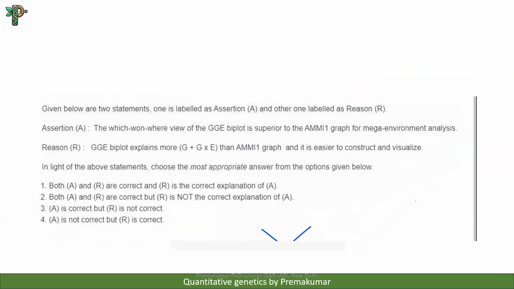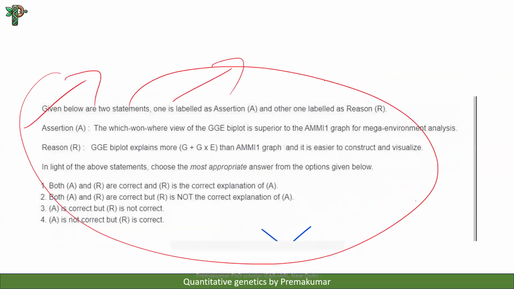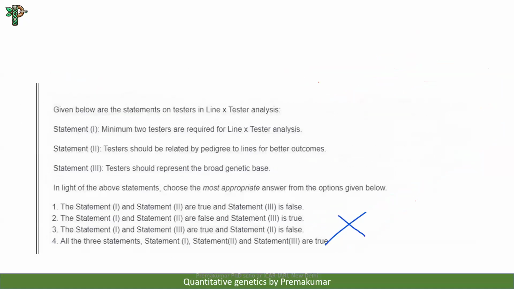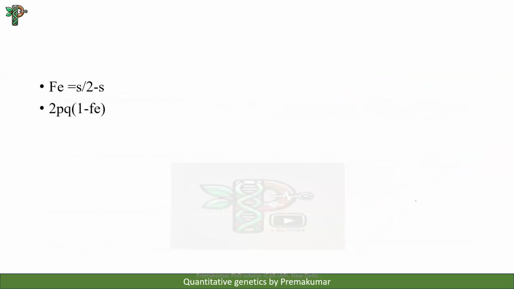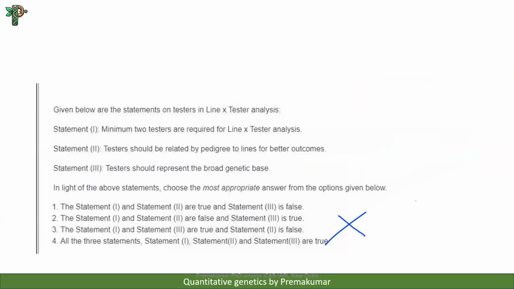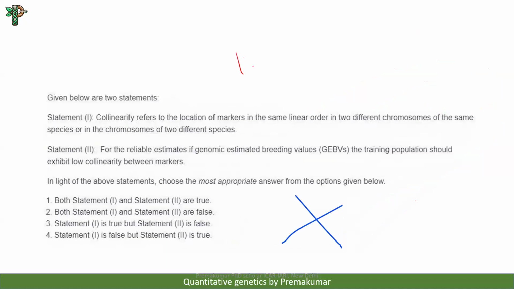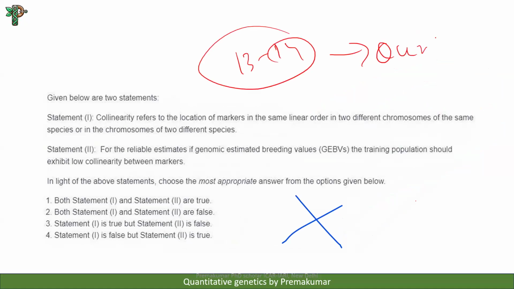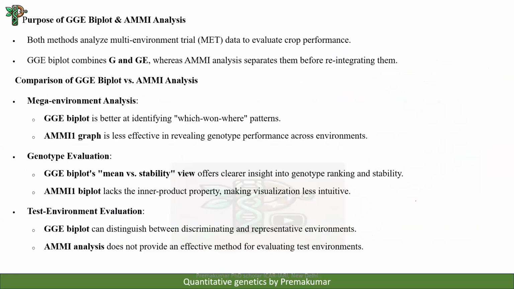This AMMI model, see, I have explained now. This was from G interaction only: AMMI and GGE biplot model. All the questions are from the 2024 paper. How many questions they asked in a single paper: nearly 13 to 14 questions from quantitative genetics. That's why it has very high weightage, and I thought to discuss in detail.